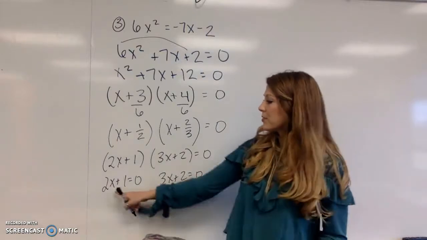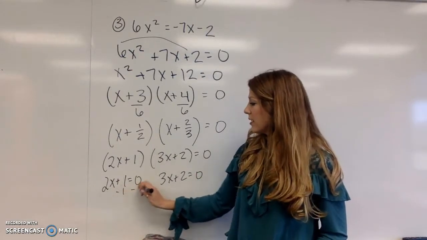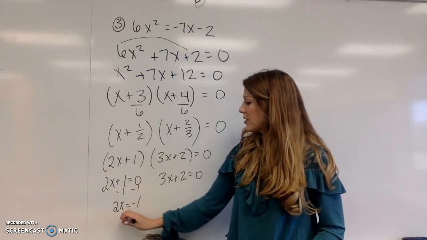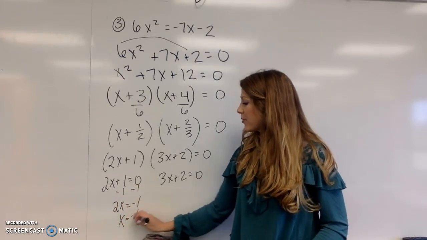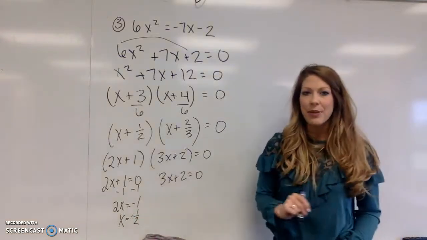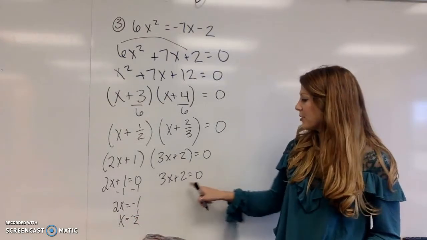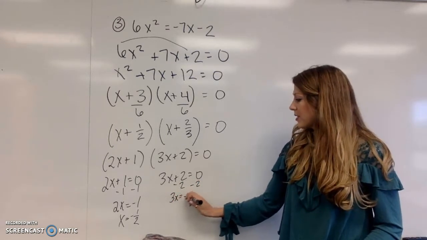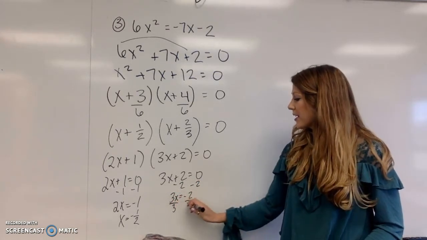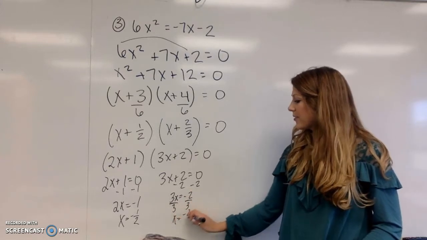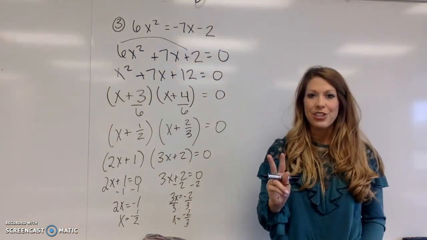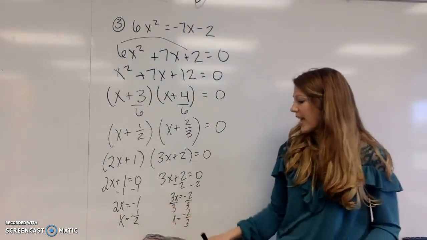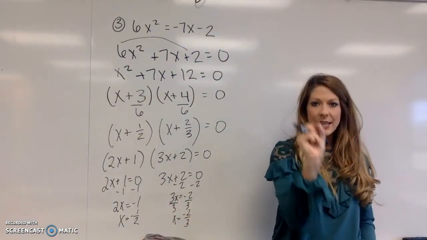So when you solve this one, you subtract 1 from both sides. So 2x equals negative 1. So divide by 2, x equals negative 1/2. There's answer number 1. Answer number 2, subtract 2 from both sides. So 3x equals negative 2, divide by 3. So x equals negative 2/3. There's answer number 2. So the parabola would cross at negative 1/2 and negative 2/3. So it's a real skinny parabola right there.